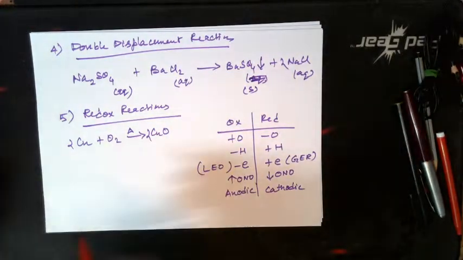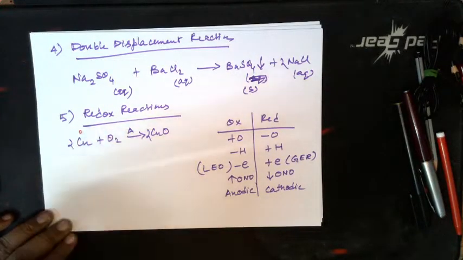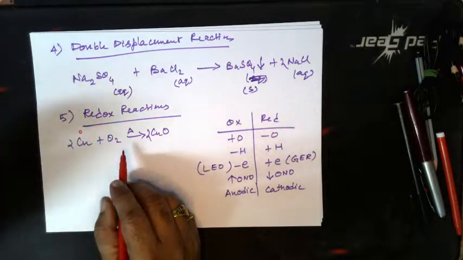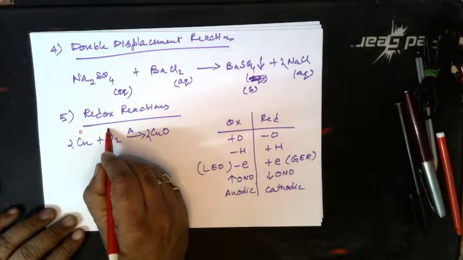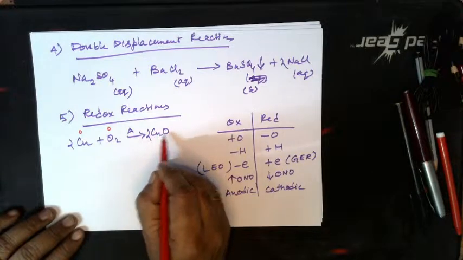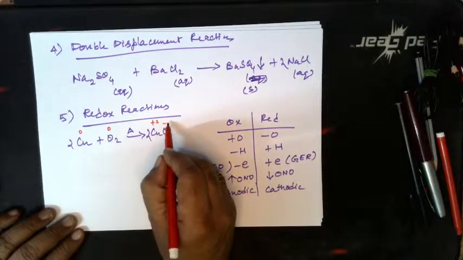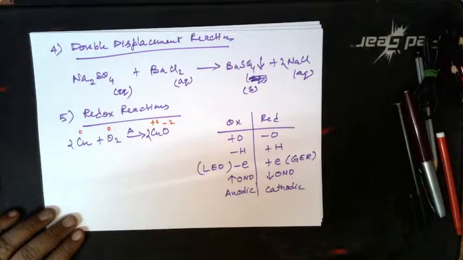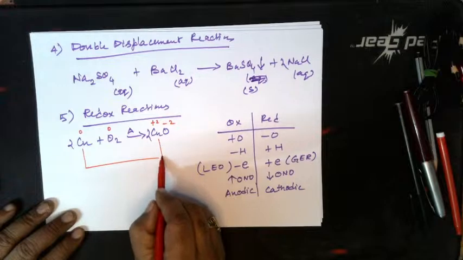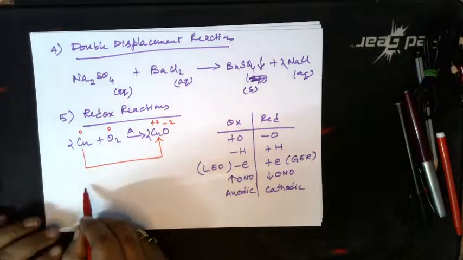Now, what is the oxidation state of copper in its natural state? 0. What is the oxidation state or oxidation number of oxygen in its natural state, that is in molecular form? 0. And what about the oxidation number of copper in copper oxide? Plus 2. What about oxygen? Minus 2. Got it? Now the copper becomes copper 2 plus. Am I right? Okay.